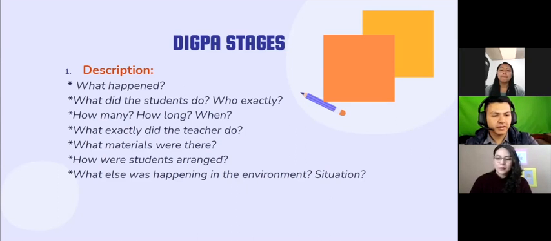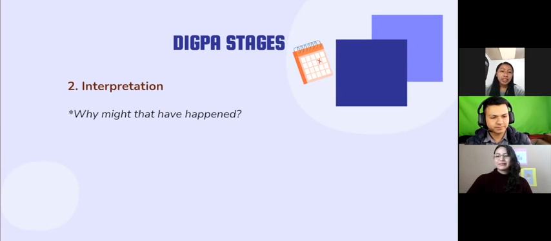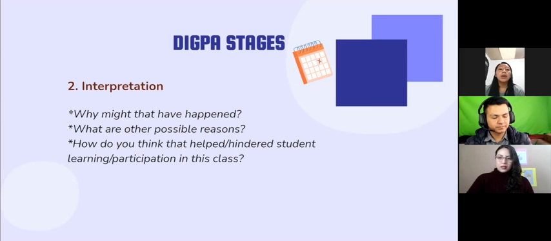Let's go to the next stage, which is the interpretation stage. What questions can we have here to help us? For the interpretation stage, we have: why might that have happened? What are other possible reasons? How do you think that helped or hindered students' learning or participation in this class? So basically with interpretation, you are going to write what you can interpret from your description, from the specific activity or the specific moment you chose in your lesson. So you can write down based on that what you interpret, right?